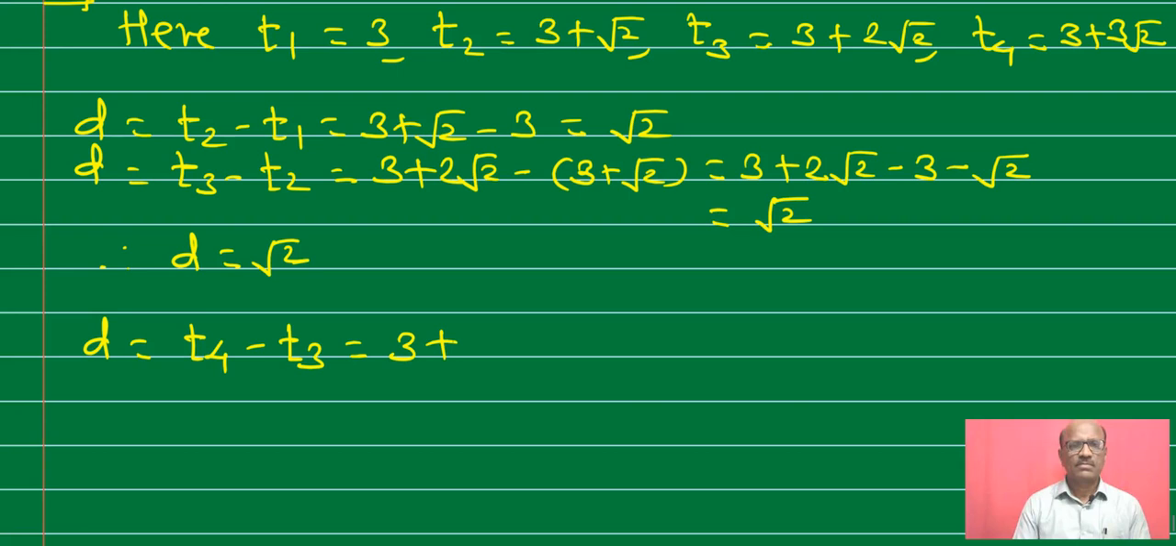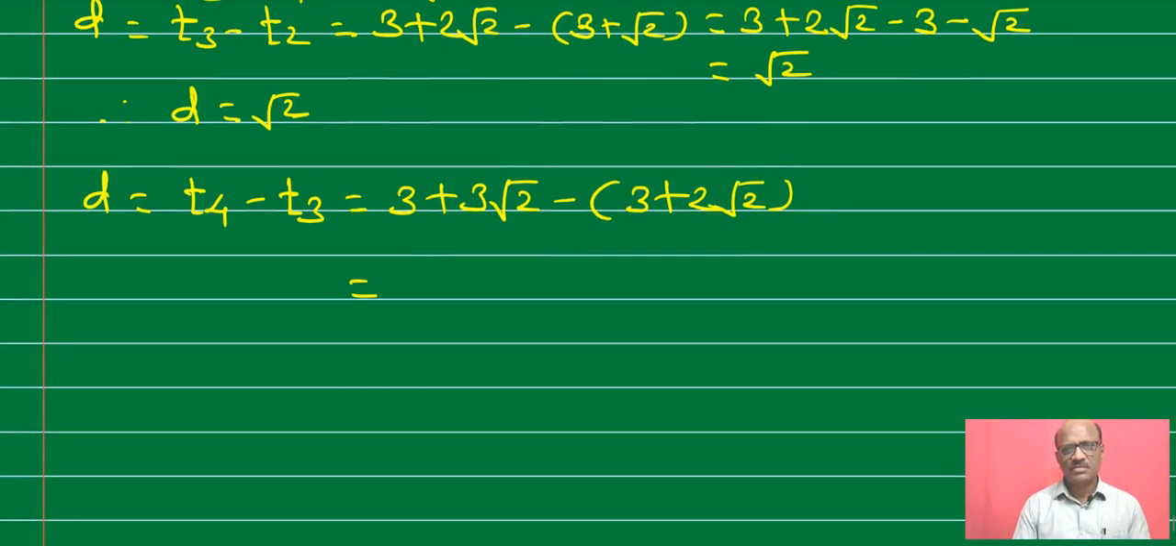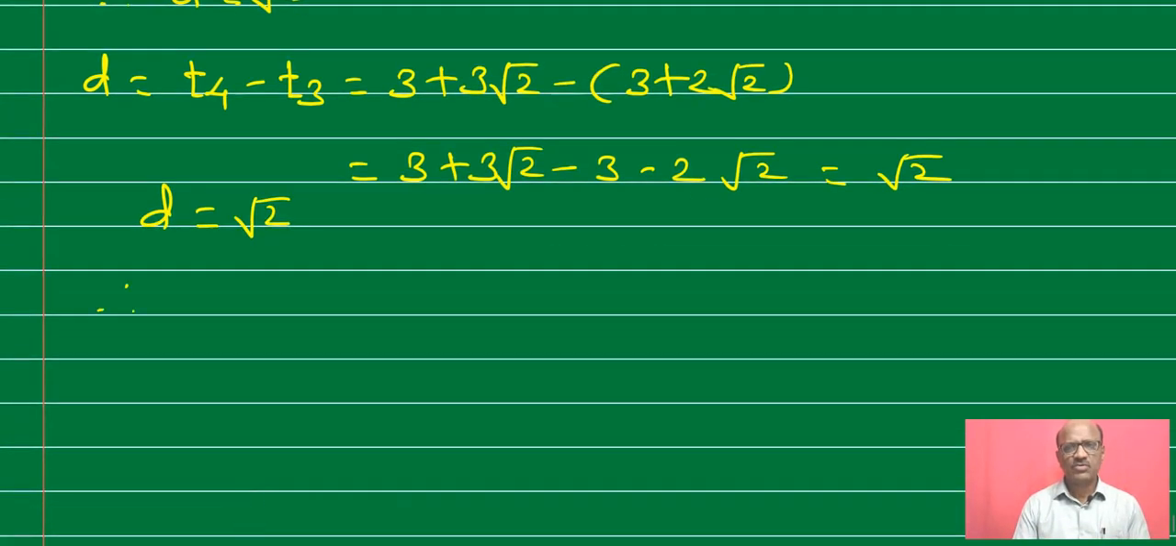T4: 3 plus 3 root 2 minus in bracket 3 plus 2 root 2. Open the bracket, 3 plus 3 root 2 minus 3 minus 2 root 2. Again you will get root 2. The D is equal to root 2.